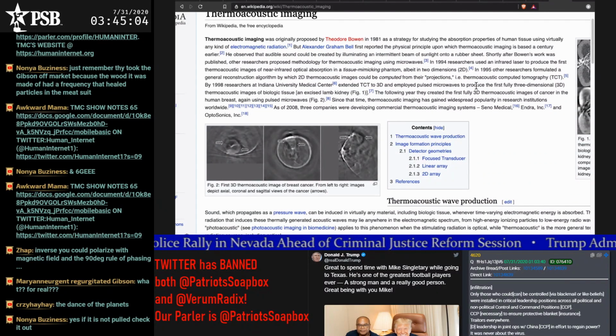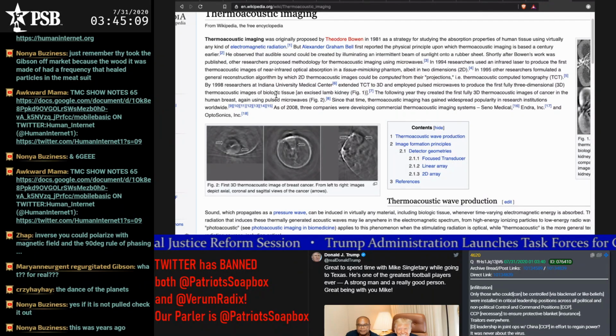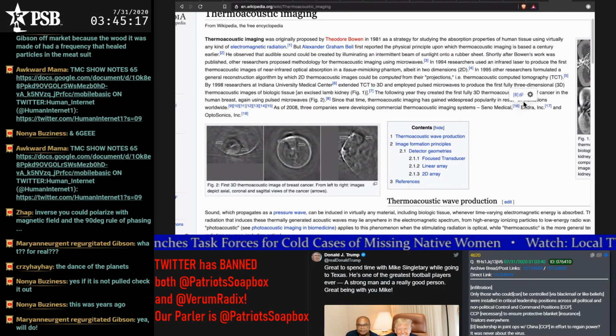Pulsed microwaves produced the first fully three-dimensional thermoacoustic images of biological tissue. 1998, Indiana University Medical Center. The following year, they created the first fully three-dimensional thermoacoustic images of cancer in the human breast. Again, using pulsed microwaves. That's how cell phones work, folks. That's how Wi-Fi works, folks. That's how digital TV works, folks. That's how satellites work, folks. Pulsed microwaves, pulsed millimeter waves.